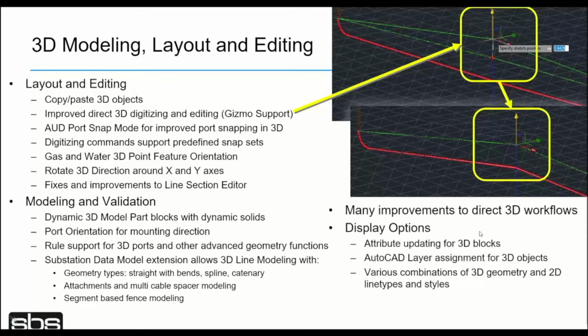So in addition to those improvements to the workflows, there are also display options allowing block attributes to be updated on 3D blocks if necessary. Some of that is specifically done for AutoCAD electrical integration, which is based on AutoCAD block attributes for the most part. Also an ability to manage what layers the 3D objects are placed on, and new display styles where you can display, say, 3D geometry, but display with a kind of a 2D line style.